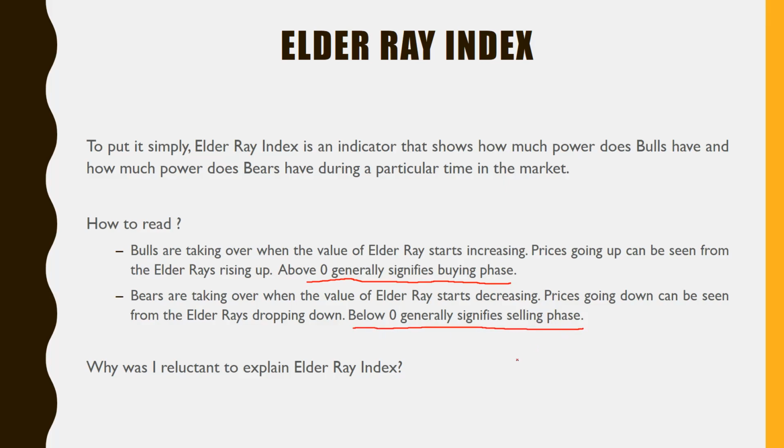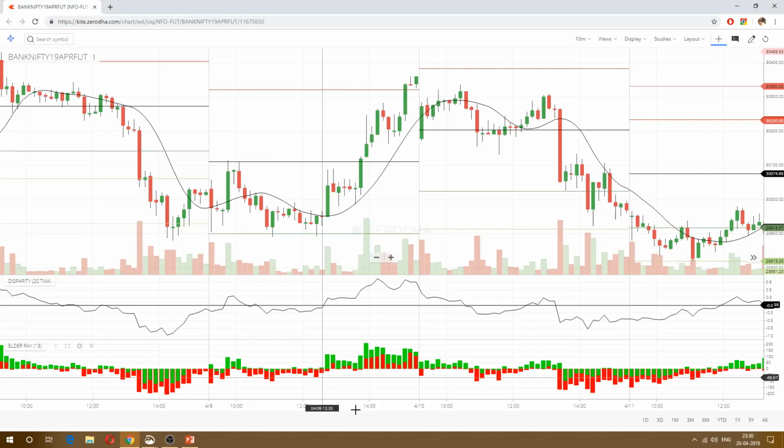So bulls are taking over when the value of elder ray starts increasing. Price going up can be seen from elder ray rising up, like it will slowly come up from negative value. And bears are taking over when the value of elder ray starts decreasing, and prices going down can be seen from elder ray dropping down. See here, elder ray is dropping.